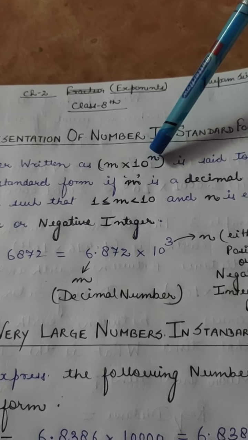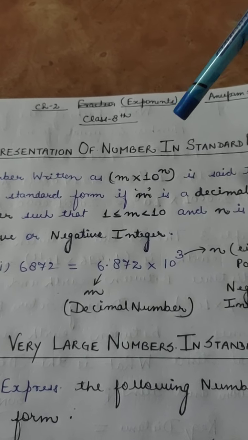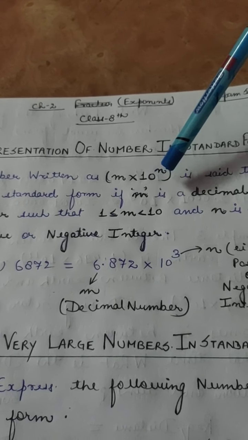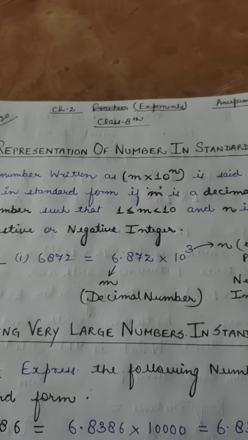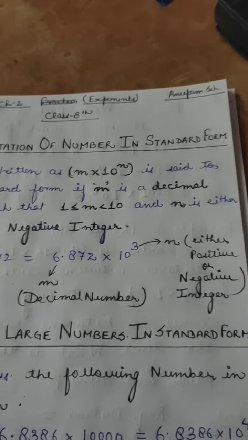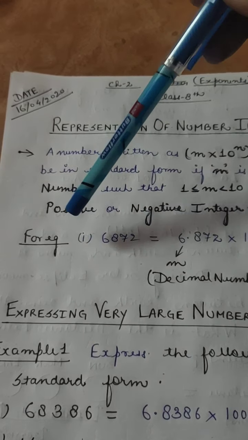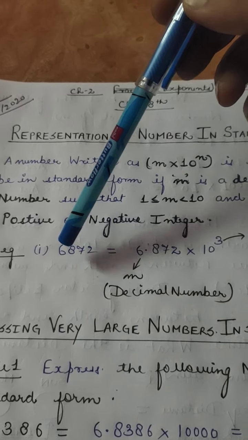Positive integer means 0, 1, 2, 3, 4 and up to infinity, and a negative integer means -1, -2, -3, -4 and up to minus infinity. Let me explain this definition with the help of an example.